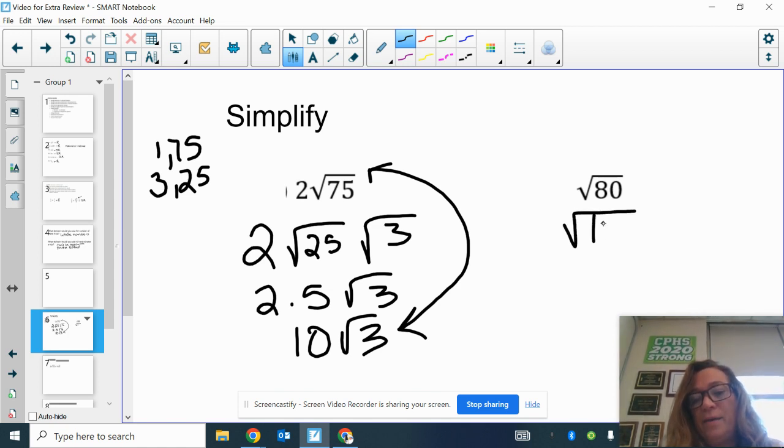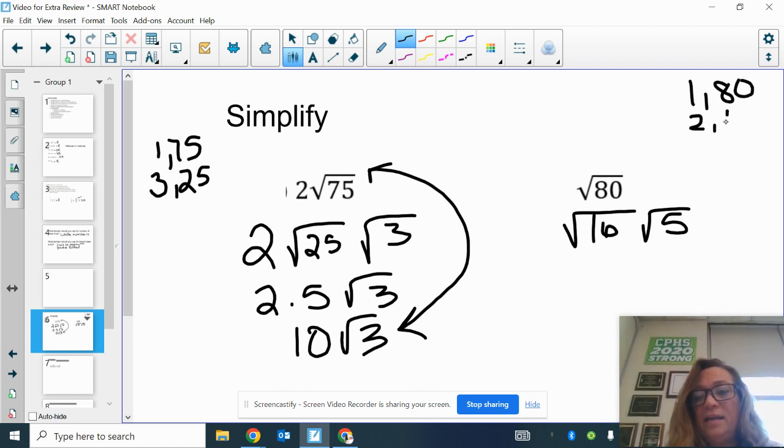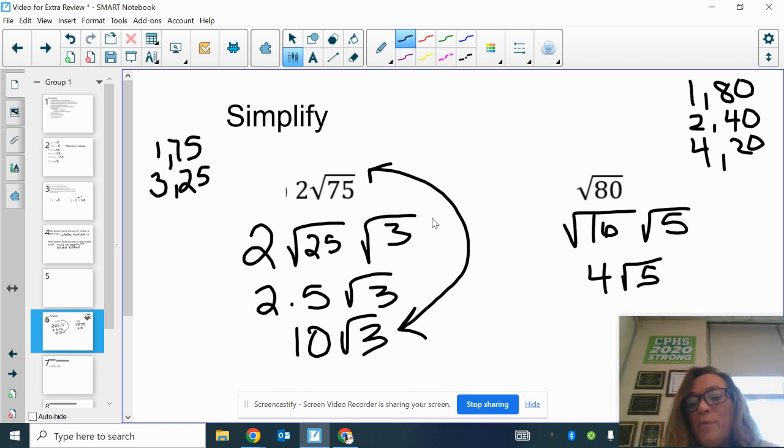Square root of 80, I'm going to break down into 16 and 5. Okay, possibilities for 80 are 1 and 80, 2 and 40, 4 and 20, and then 5 and 16, which I wrote. So that becomes 4 radical 5. Okay, remember you can use your calculator to help you. If you're not sure of the factors, you can use your calculator. If you're not sure of the perfect squares, you can also use your calculator.